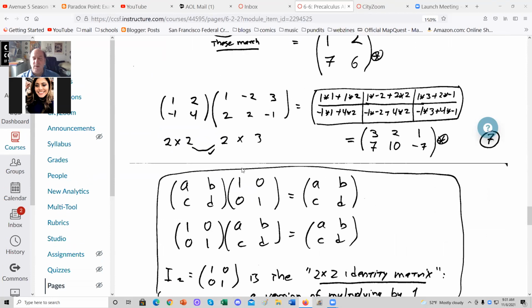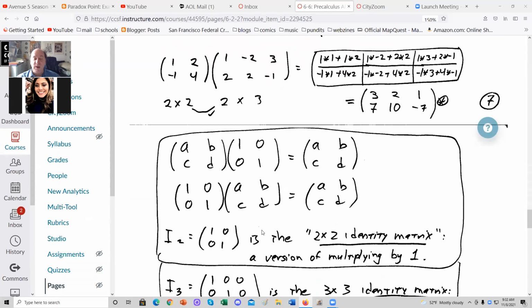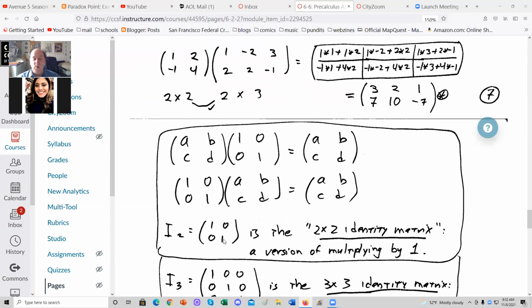Here's a special kind of matrix, [1, 0; 0, 1]. Times [A, B; C, D], either way, it comes out to be [A, B; C, D] again. Upper left entry: 1A plus 0B is A. Upper right entry: 0A plus 1B is B, and so on with the rest. And it works in both directions. This matrix is called I2, the 2 by 2 identity matrix. Multiplying it by a 2 by 2 matrix keeps that other matrix the same. So this is sort of like the matrix version of multiplying by 1.